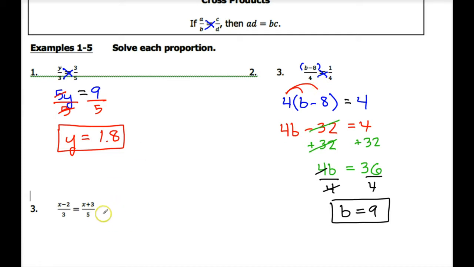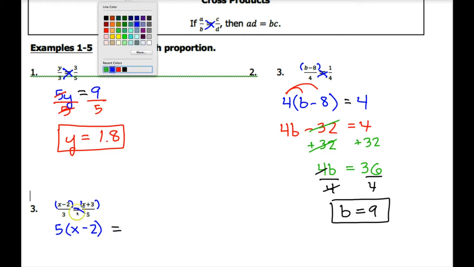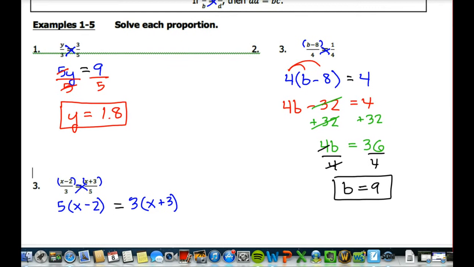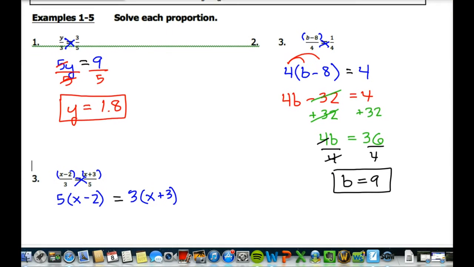For number 3 here, we have the quantity x minus 2 divided by 3 equals the quantity of x plus 3 divided by 5. And so again, you've got invisible parentheses around the x minus 2 and the x plus 3. So when you do your cross product, you're going to have 5 times the quantity of x minus 2, and that's going to be equal to 3 times the quantity of x plus 3. So this is one where we'll have to distribute separately on each side, and if you can see, we'll have a variable on both sides.